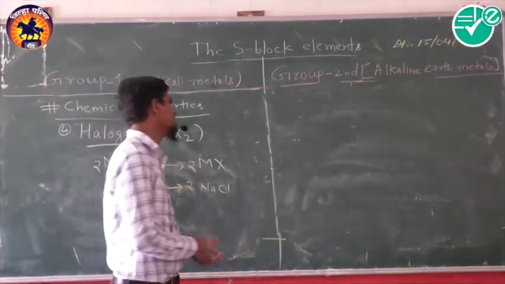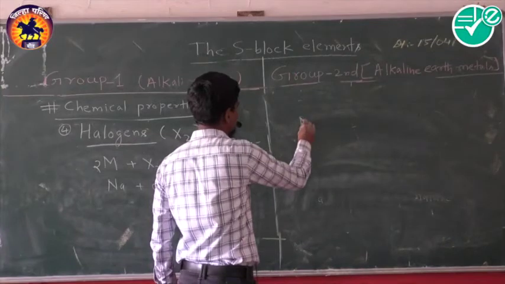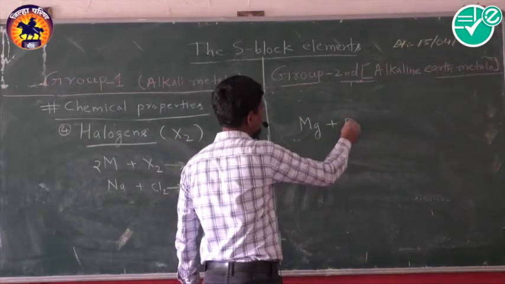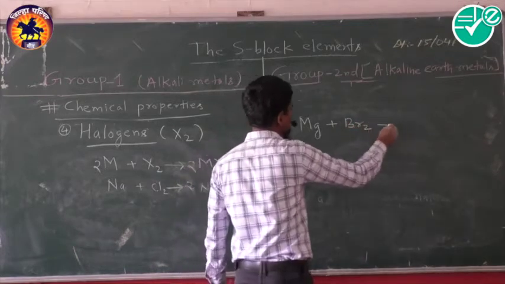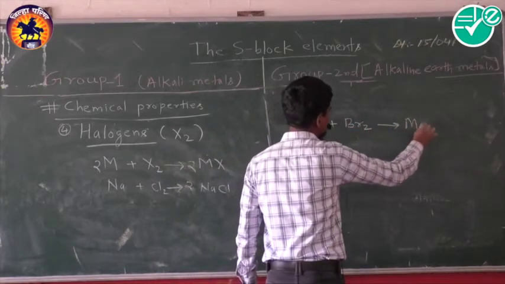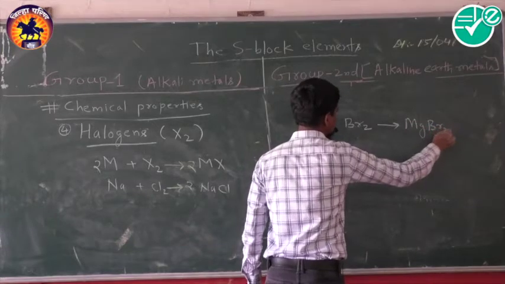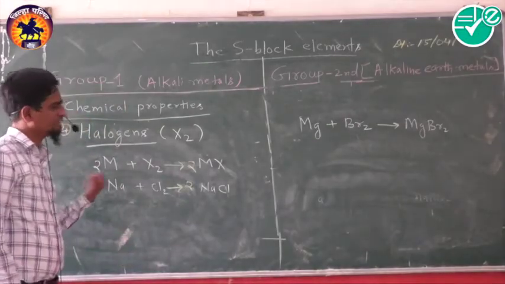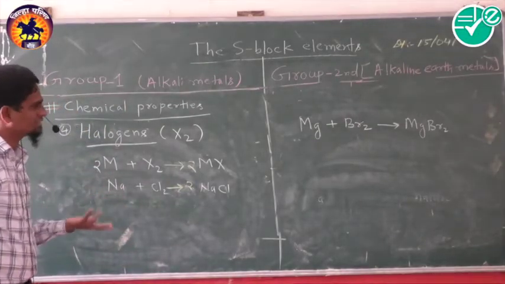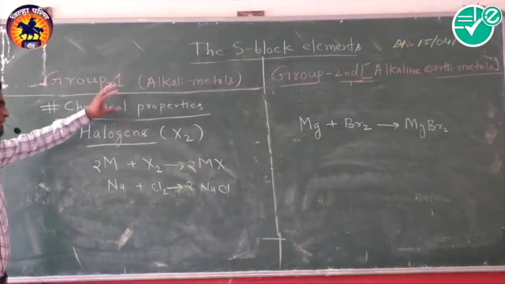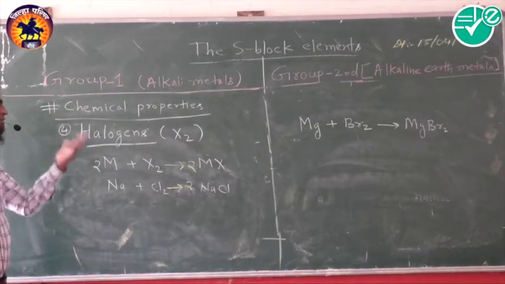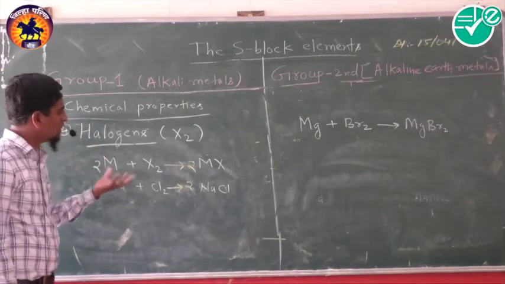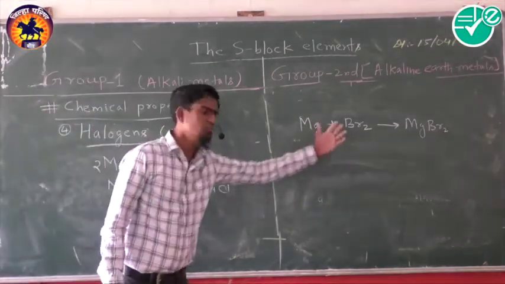In that fashion, here again, if you take beryllium or magnesium, magnesium reacts with chlorine, fluorine, iodine. I take here bromine now. It will again form what, sir? Magnesium bromide. What I want to show is that these are very simple reactions. You just remember the concept only, that all alkali metals and alkaline earth metals easily react with halogens. They have a very high affinity towards halogens to form their respective salts.